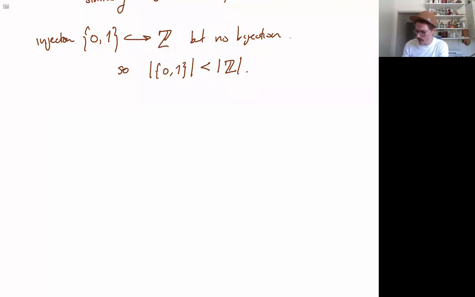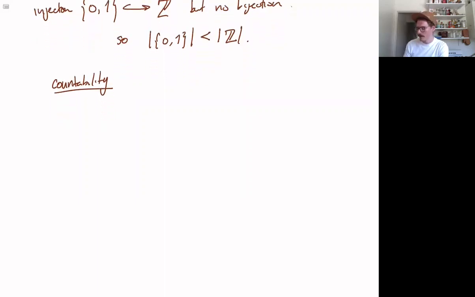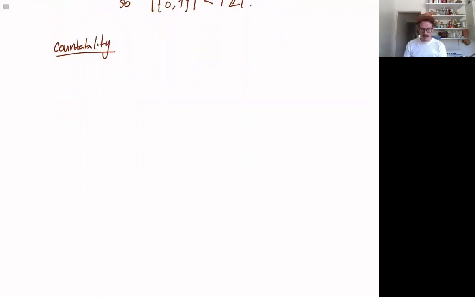which is called countable. So let's define this right now. A set A is countable if the cardinality of A is less than or equal to the cardinality of the positive integers.